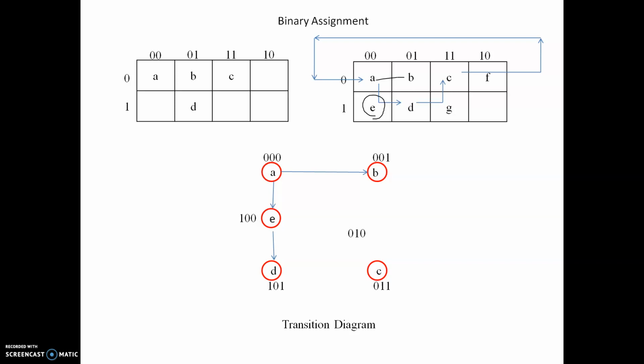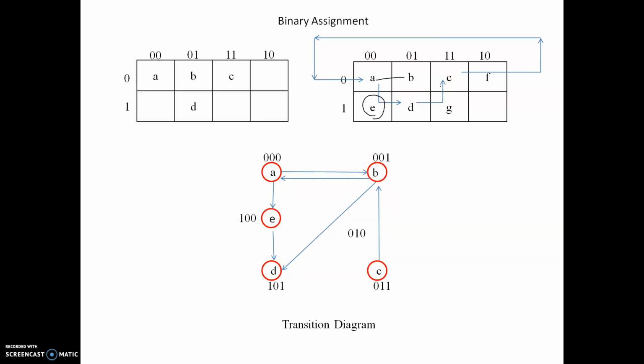Next is from B. B has to go to D, that is a single bit transition. And then next is B to A, that is also a single bit transition. Next we will be seeing C. C has to go from C to B. C to B is a single bit, so we don't need to worry, there is no problem in it.